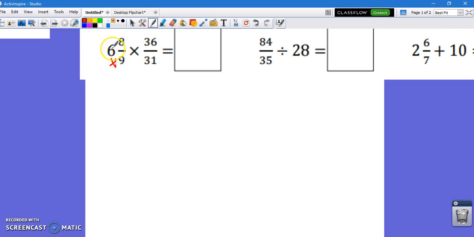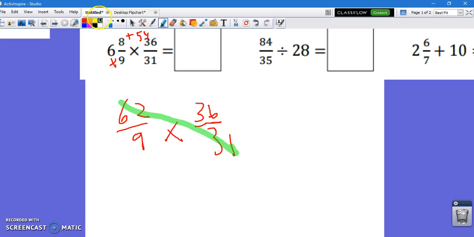How? Multiply the whole number with the denominator, add it to the numerator. 9 times 6, okay? 9 times 6 is 54. Take that 54, add it to the 8. So now you have your 54 plus 8. 54 plus 8, that will give you 62. Keep the same bottom number. Bring down the other fraction just as it is. 36 over 31.